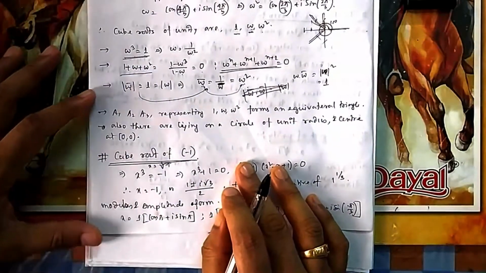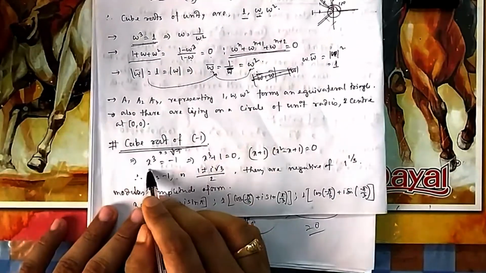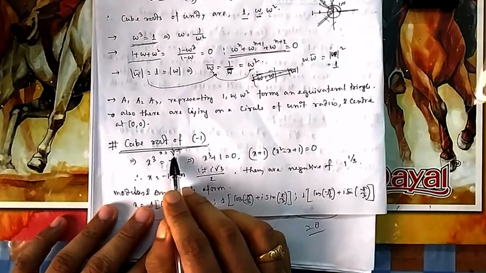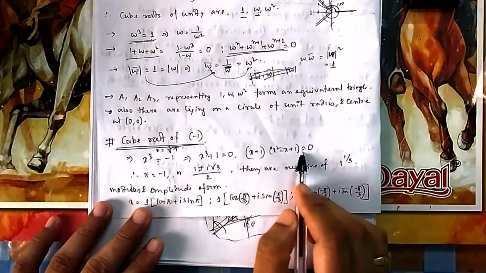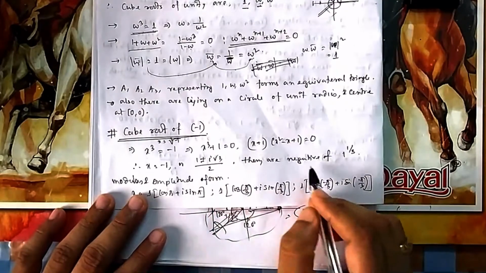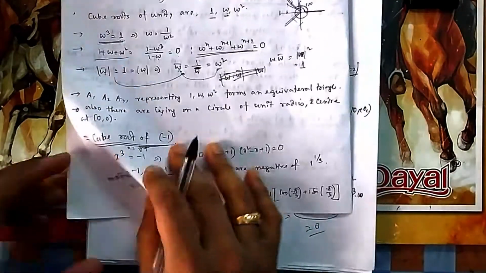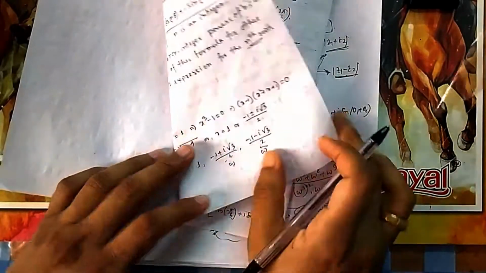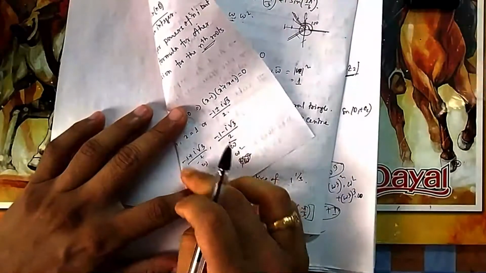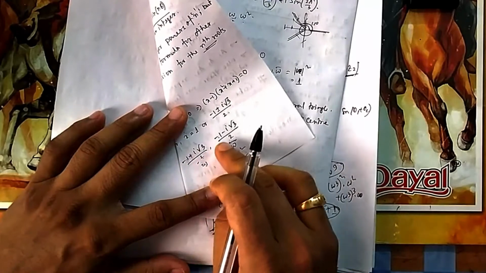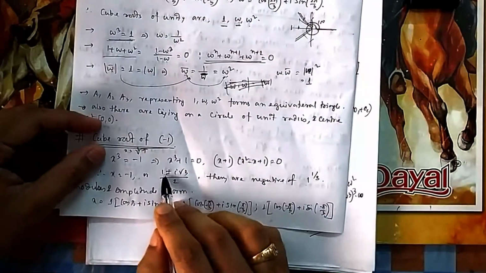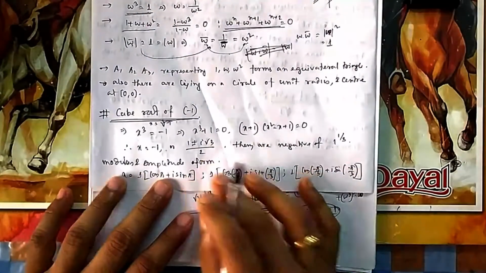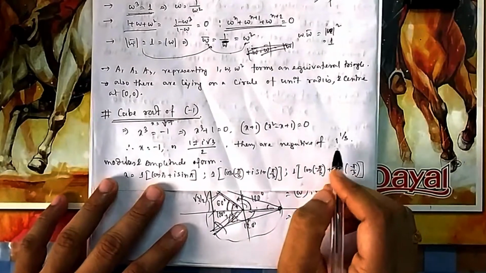Now what should be the cube root of minus 1? In the same way we can go: x cube is equal to minus 1, that is x is equal to the cube root of minus 1, x cube plus 1 equals 0. So these are the negatives of the cube roots of 1. You can see this one was minus 1 plus i root 3 by 2, minus 1 minus i root 3 by 2. If you multiply by minus, it is 1 minus i root 3 by 2, 1 plus i root 3 by 2. So these are the negatives of the cube roots of unity, nothing else.